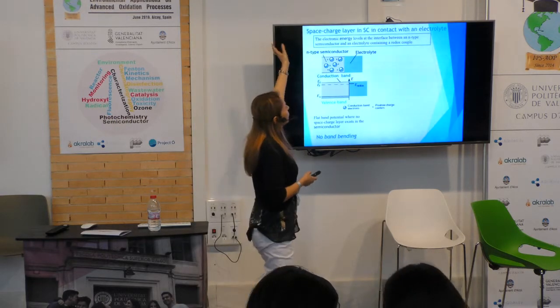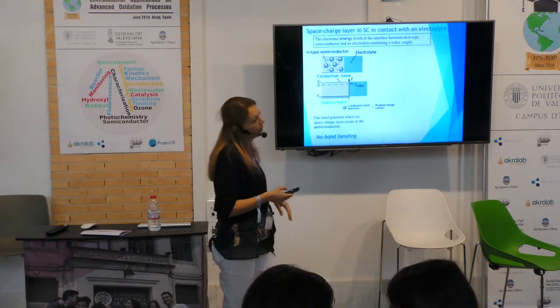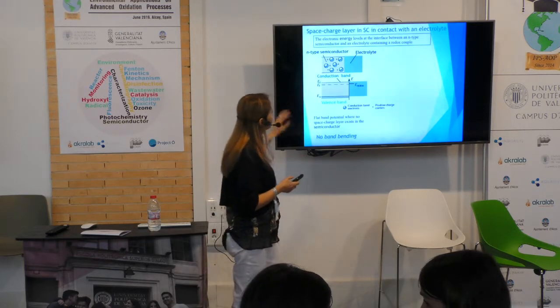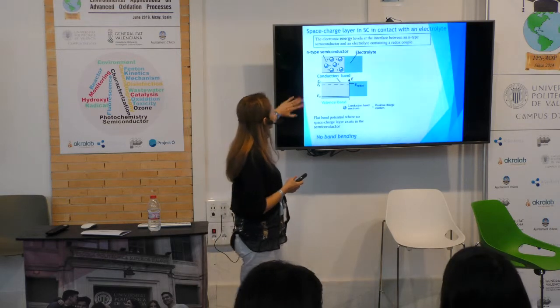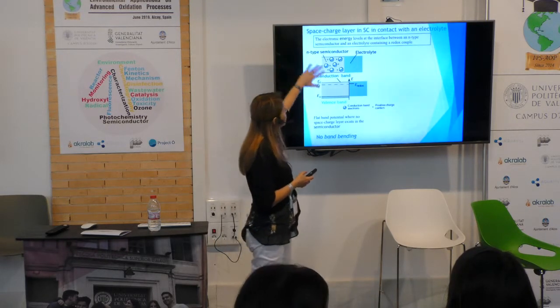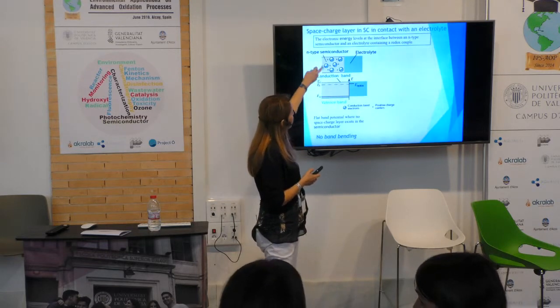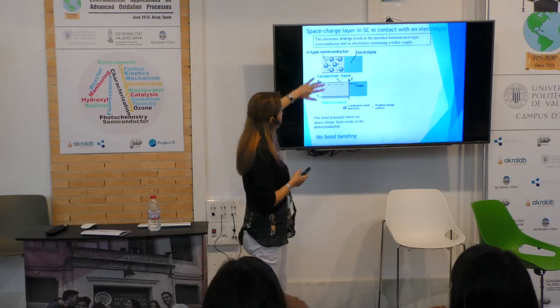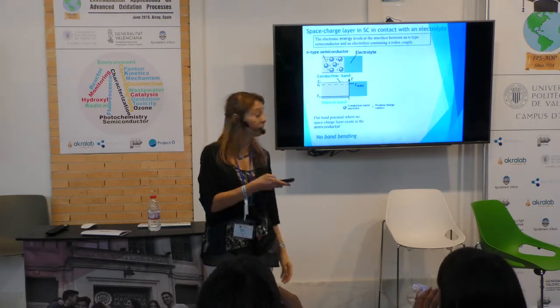If we consider the case when we start with an N-type semiconductor, the first scenario could be this, where we have no space charge layer in the semiconductor. In this case, the conduction band electrons and the positive charge are balanced and we have no band bending.